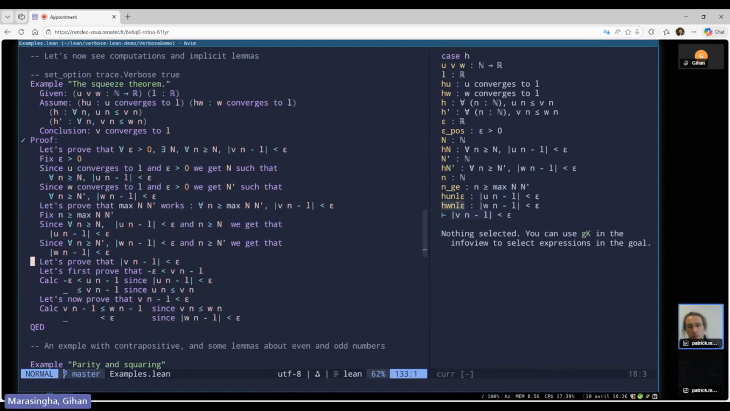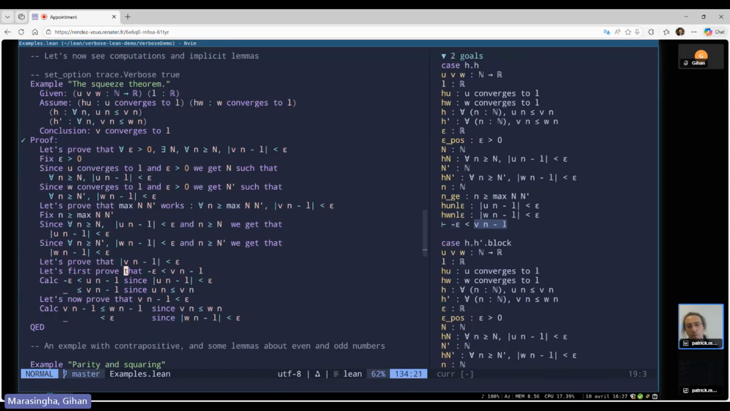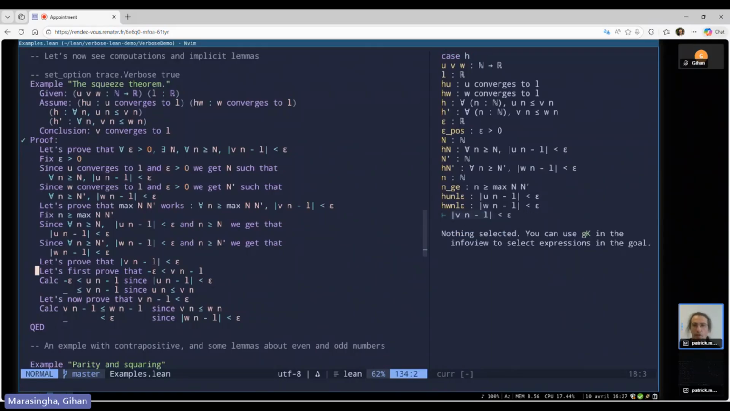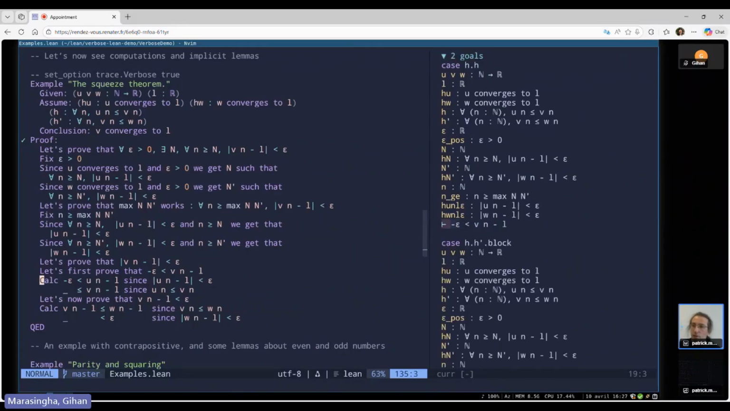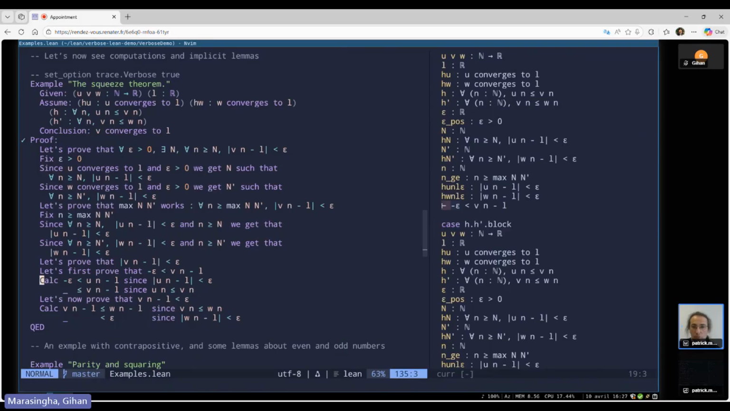And then when I want to prove that absolute value of Vn minus L is less than epsilon, again, I used a lemma that is registered and is mentioned in the lecture before, that this is equivalent to proving that minus epsilon is less than Vn minus L and Vn minus L is less than epsilon. And so I just announced I will first prove that, and then Lean creates a second goal for the other inequality. It's okay applying this lemma.